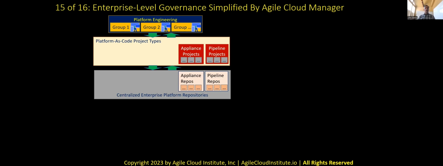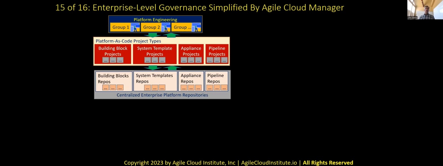The layer in the architecture just below the pipeline is the appliance definition itself. The appliance definition is essentially a list of system templates that are going to be used by a particular run of the Agile Cloud Manager when an appliance is operated upon. And those appliances are referencing system templates, and those system templates can be in their own projects because each system template might be reused by several different appliances in your organization. So you have system template projects that have system template repositories associated with them. And then you've got these building block projects that are associated with building block repositories.